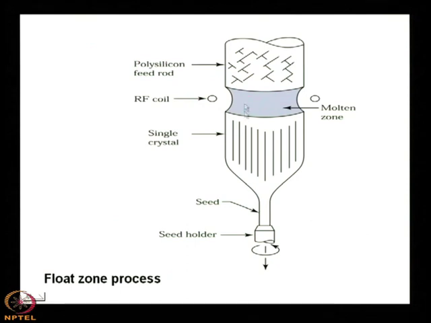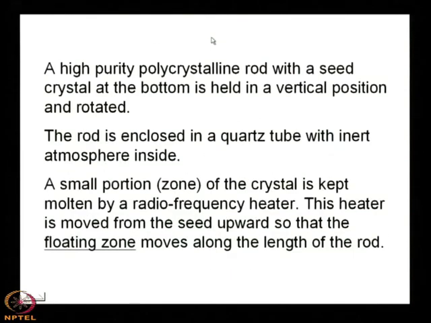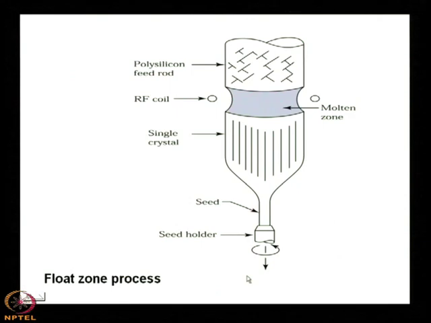Now, if you find the difference between this and the Czochralski, what do you find? Here you see that there is no crucible. In Czochralski, you will find that there is a crucible. In Czochralski, the pull is taken in the upward direction. Here, the crystal growth takes place in the bottom direction.